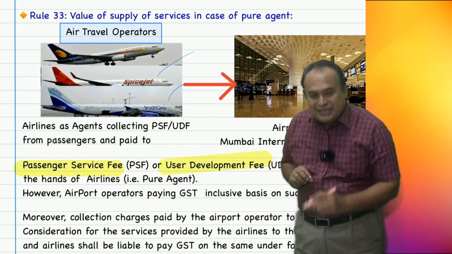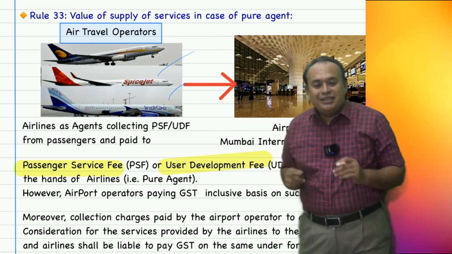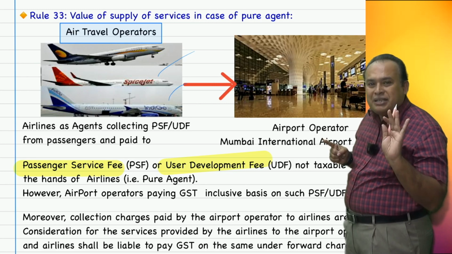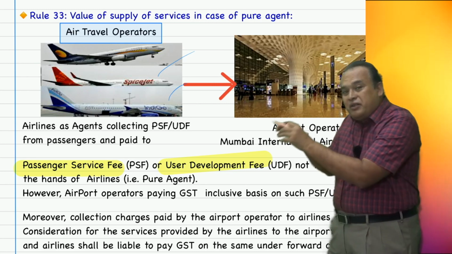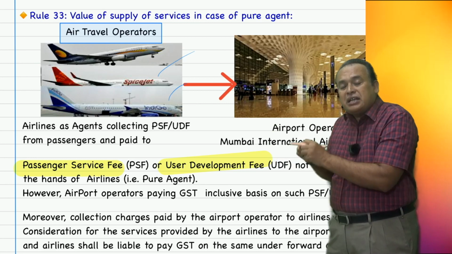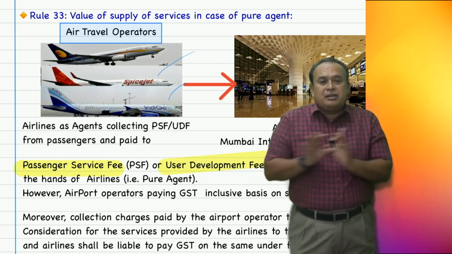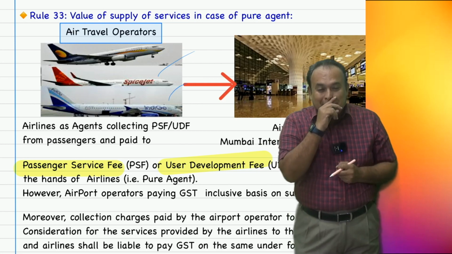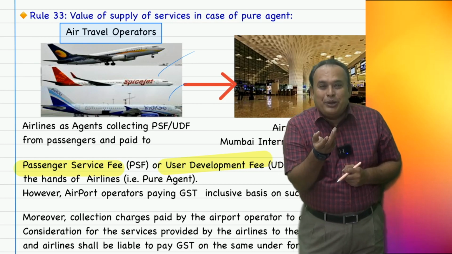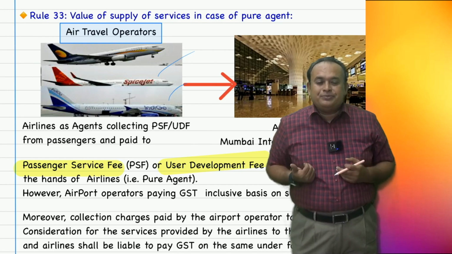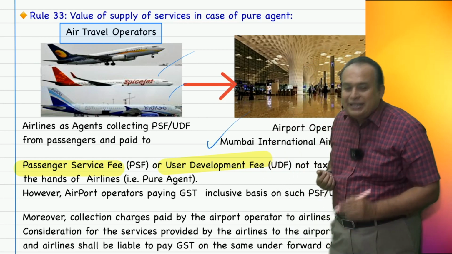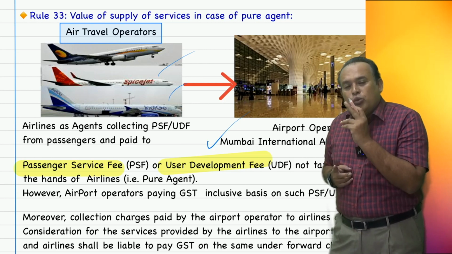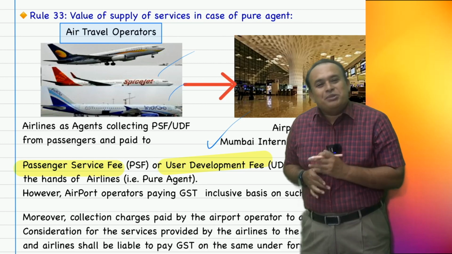Now, the air travel operator, let us say SpiceJet, is asking the airport operator: for you only we are collecting the passenger service fee from our passengers and paying to you. Collecting and paying, we are providing services for you. Will you pay us any payment or not, because I am doing the service for you? Mumbai International Airport Limited said, don't worry, I will pay you 10% as a commission.